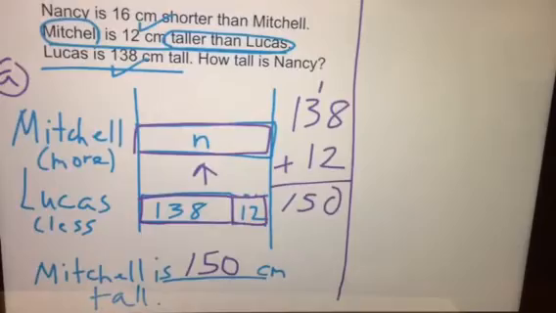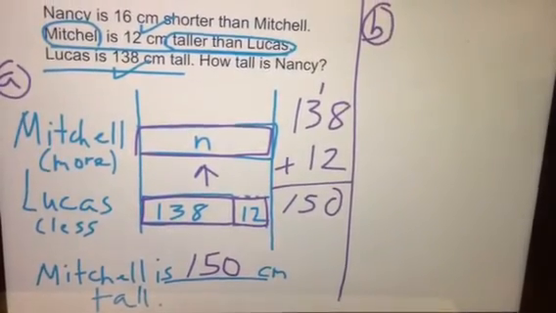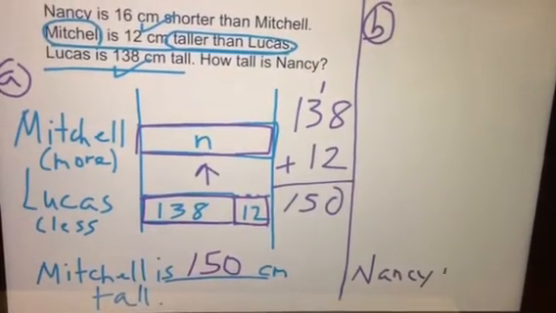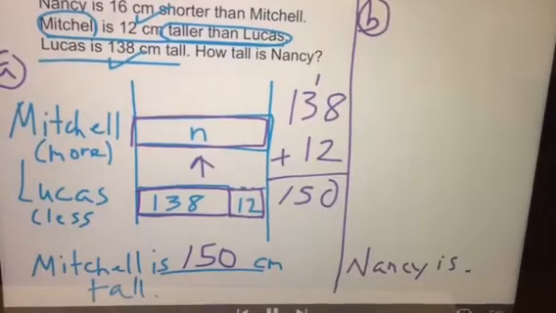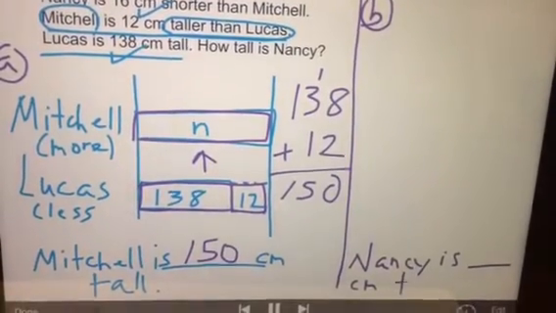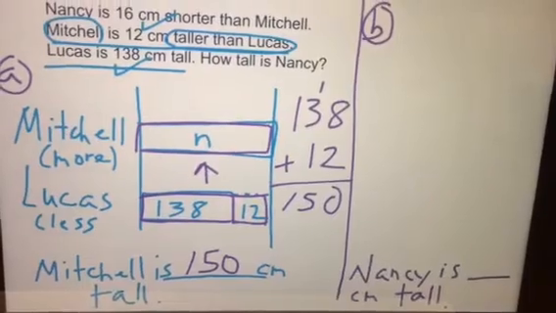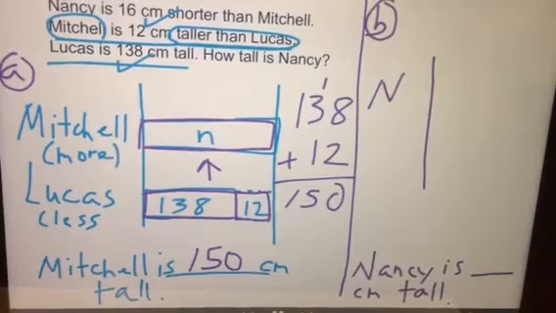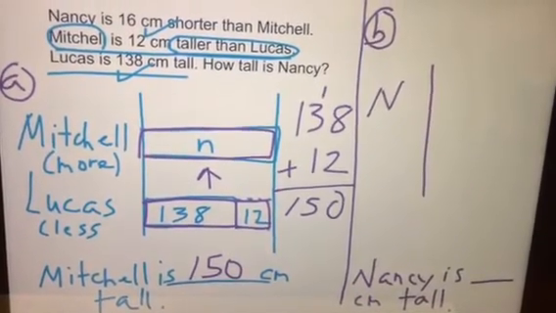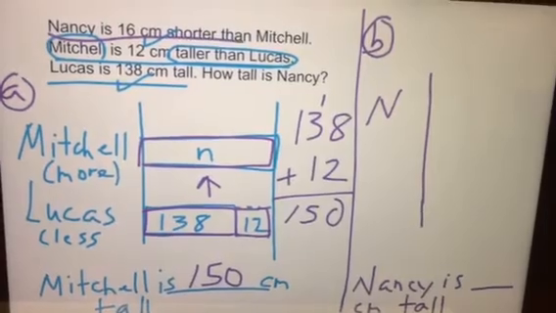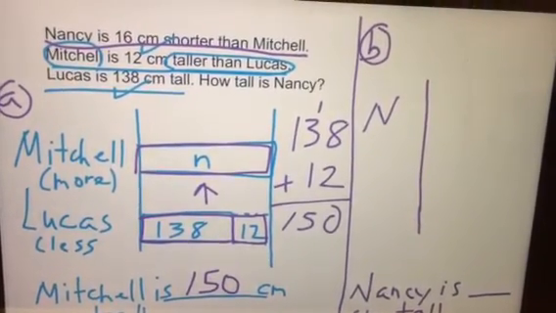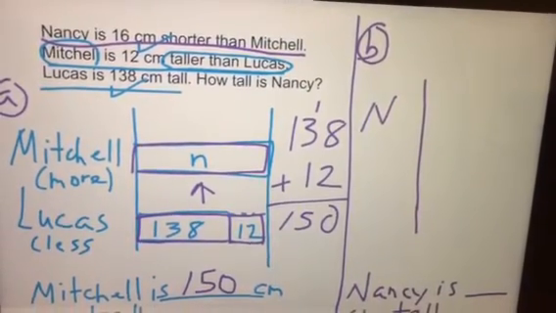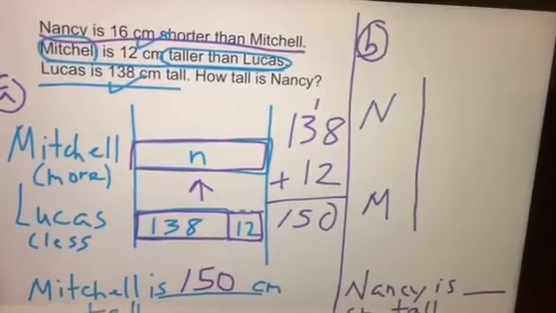So all that was part A. Now let's go ahead and work on part B. Well, we have to figure out how tall Nancy is. Nancy is, not feet, sorry, blank centimeters tall. Okay, who or what is this problem about? Well, we're trying to figure out Nancy, and let's see who Nancy is connected to, or related to, I guess, in the story. So Nancy is 16 centimeters shorter than Mitchell, so let's use Mitchell.